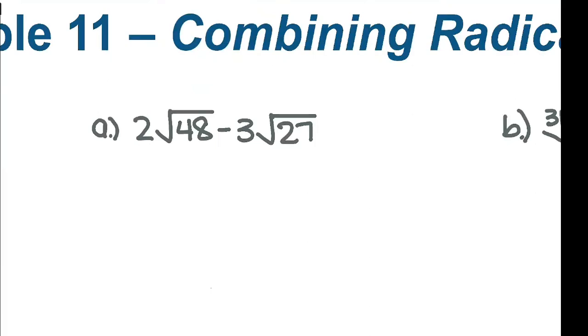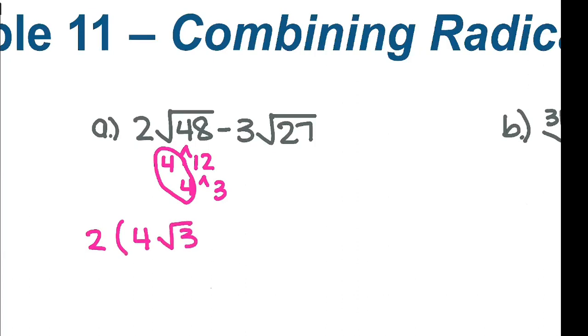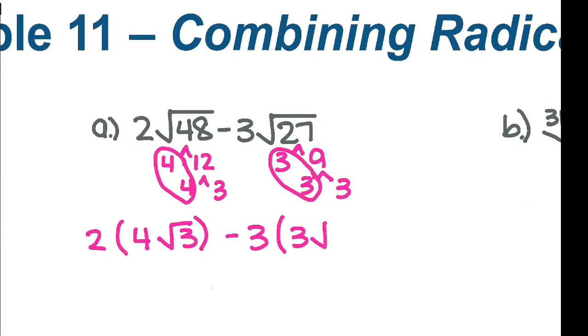So for A, we have 2 square root 48. The square root of 48 we need to simplify. The 48 is 4 and 12. The 12 is 4 and 3. We're taking the square root, so we need a pair. That's a 4, gives us a pair. So that's 2 times 4 square root 3. Then you have that minus 3 square root 27. The square root of 27 is 3 and 9. 9 is 3 and 3. Those 3's would pair up, so that's going to leave you with 3 square root 3.